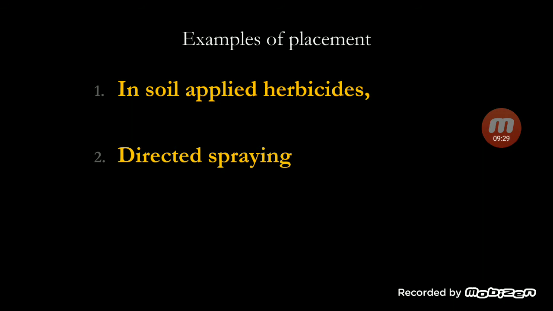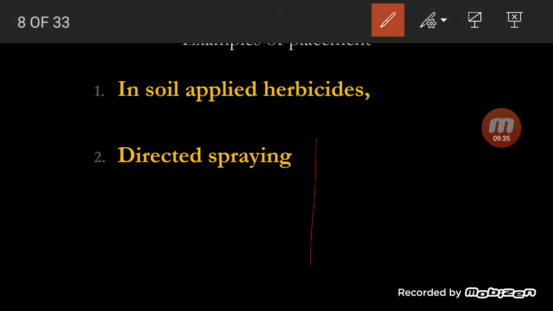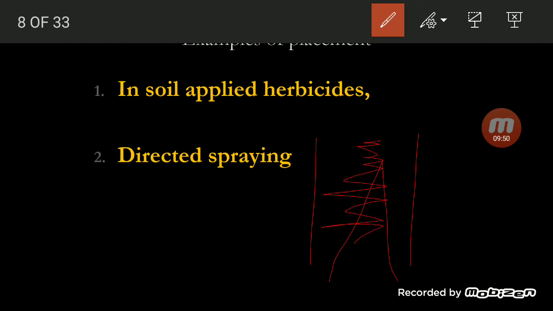Another method is application of herbicide in between two rows of crops, that is called directed spraying. Suppose this is a crop row, it is another crop row, and you are applying herbicide in between these two rows of crops by attaching a plastic hood. Directed spraying means that you are giving a direction to your spray and the spraying happens only in between two rows of crops. You are taking care that the spray is not going on the crop rows. So, again you are achieving selectivity by following a particular method of application.